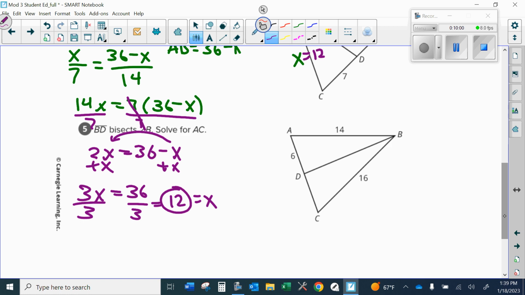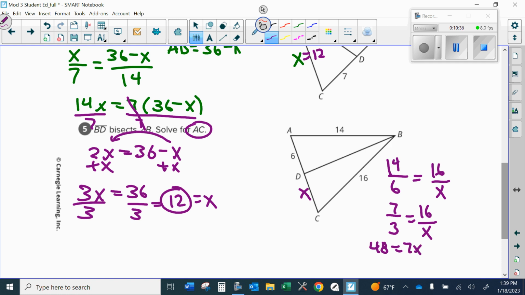Okay. So here, notice they're asking you to solve for AC. They aren't asking you just to solve for DC. So what I'm going to do is I'm going to go ahead and solve for DC first, and then add AD plus DC together to get my AC. Okay, so I'd have 14 over 6 equals 16 over x. I can reduce that fraction down to 7/3 equals 16 over x. Cross multiply. I get 48 equals 7x, divided by 7.